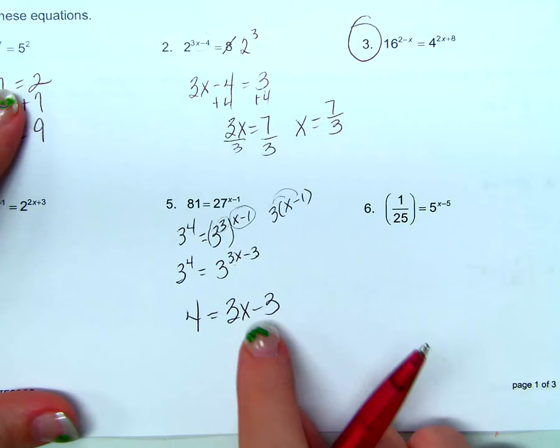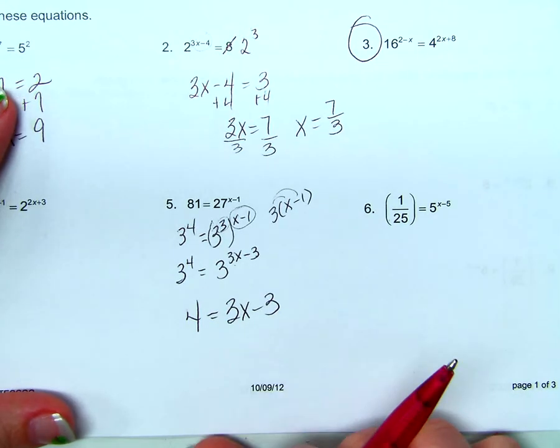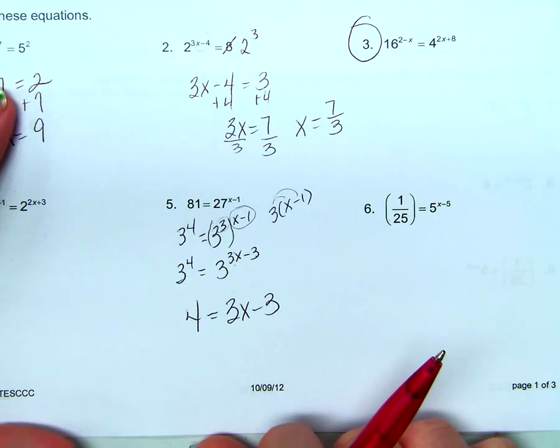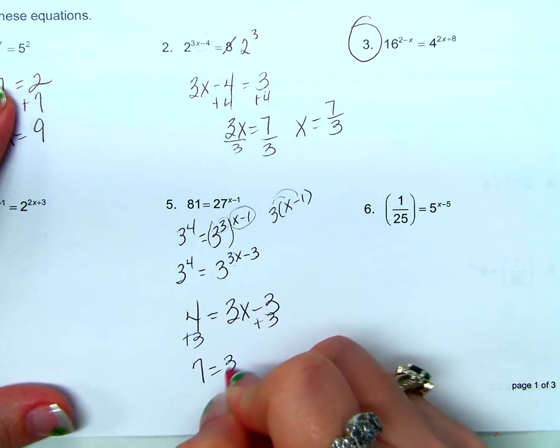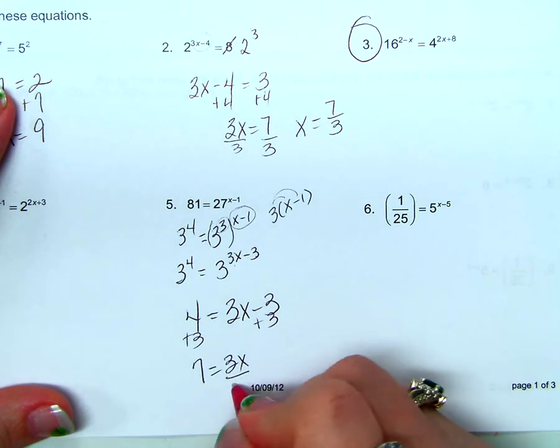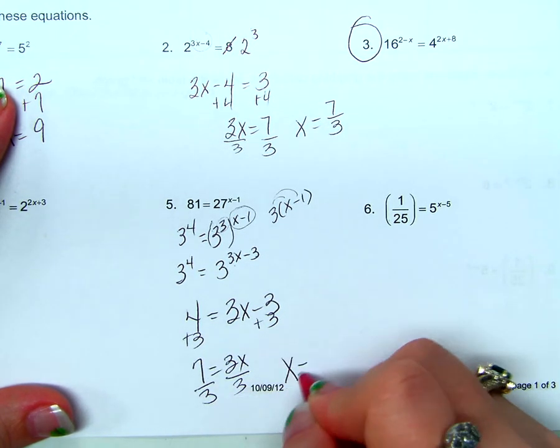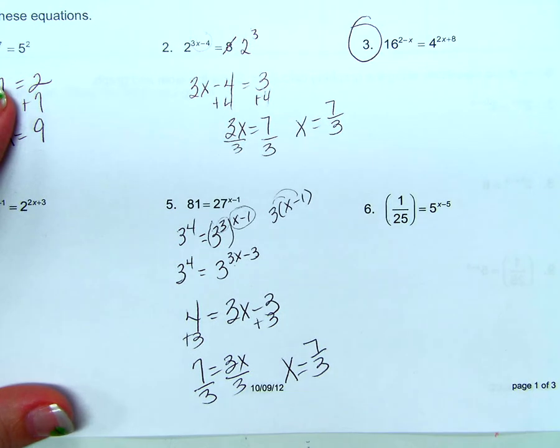So guys, how do I solve this equation? Add 3 to both sides. 7 equals 3x, divided by 3. X equals 7/3. Is that the right answer?